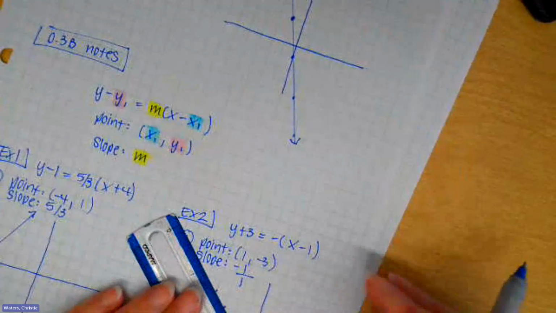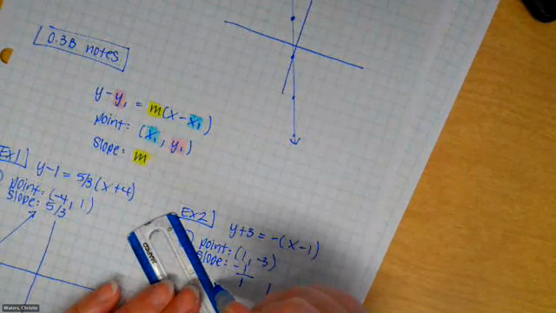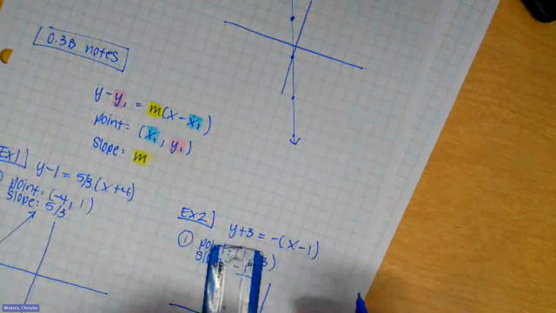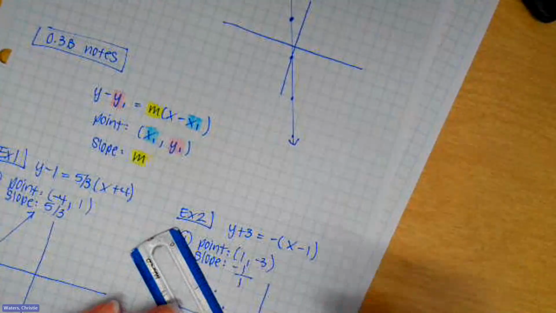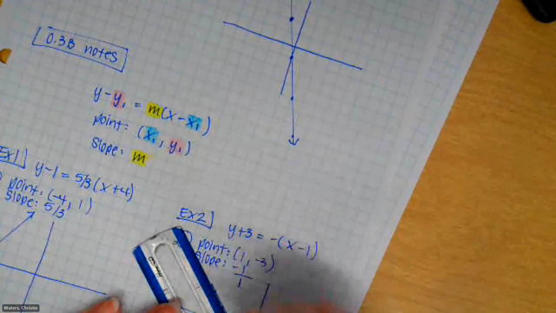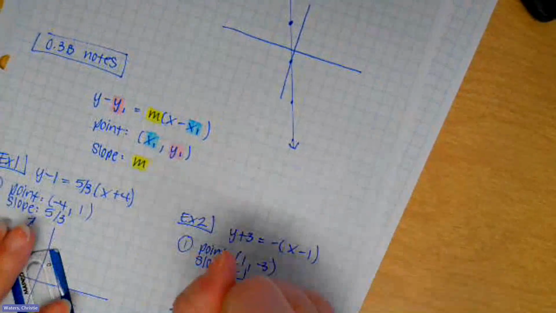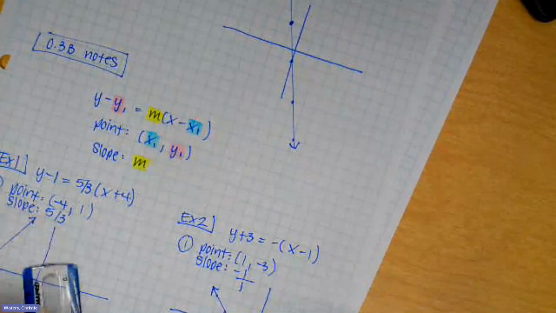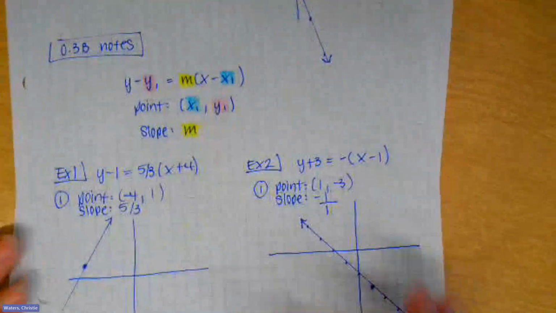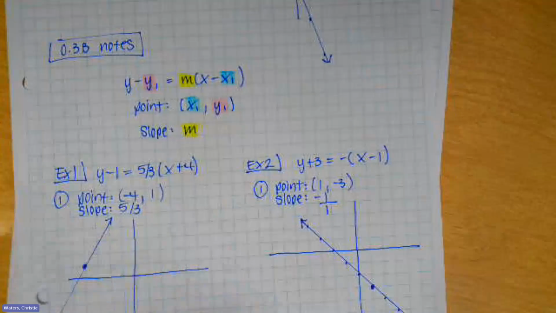Okay, let's draw this line. Oops, that did not draw. Let's try it again. There we go. So there is example 2. All right, so that should be everything you need to know to be able to complete assignment 0.3B. Please let me know if I can do anything else to help you out.